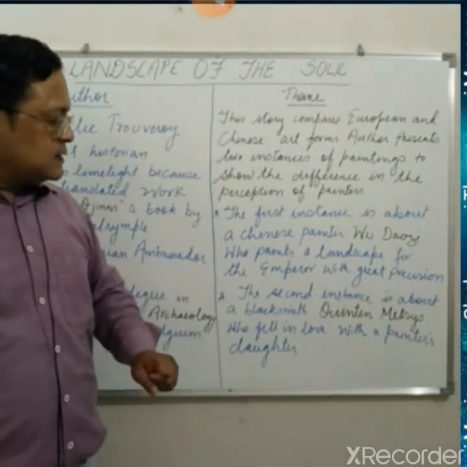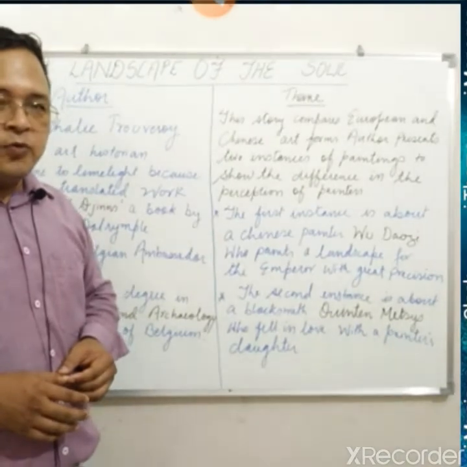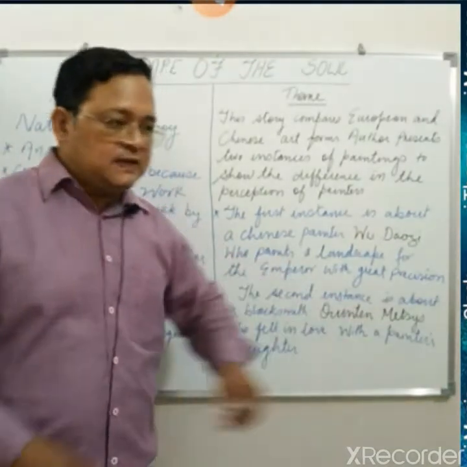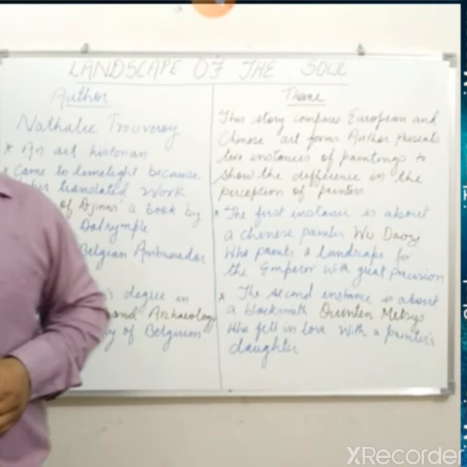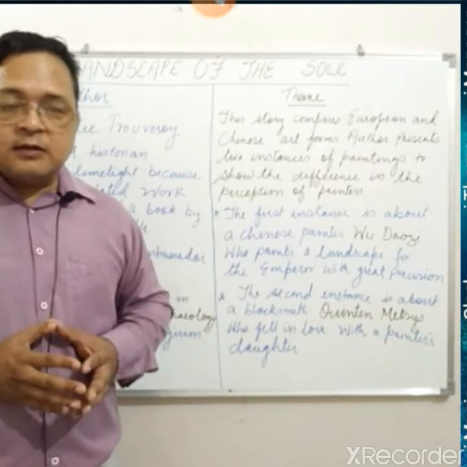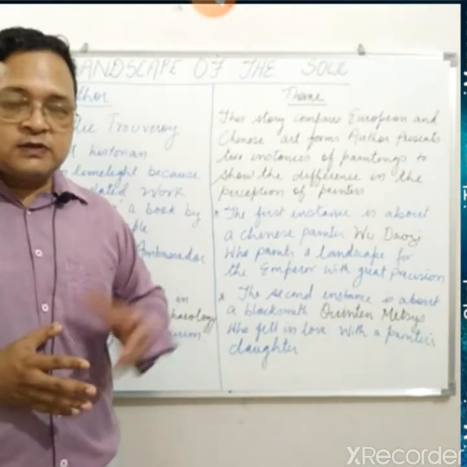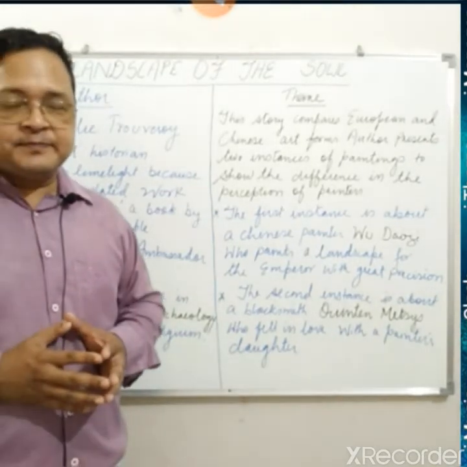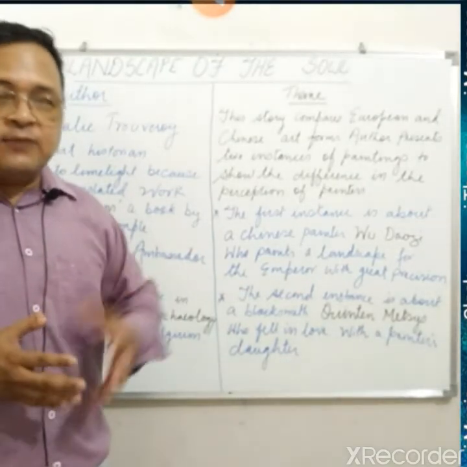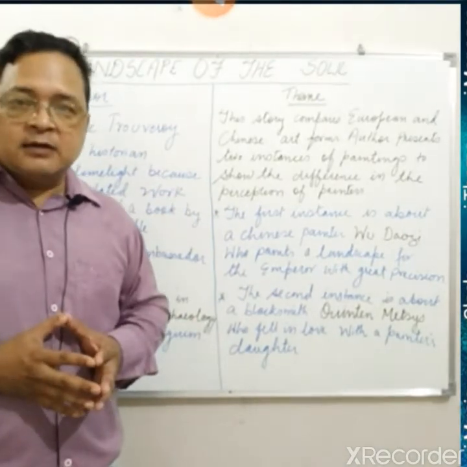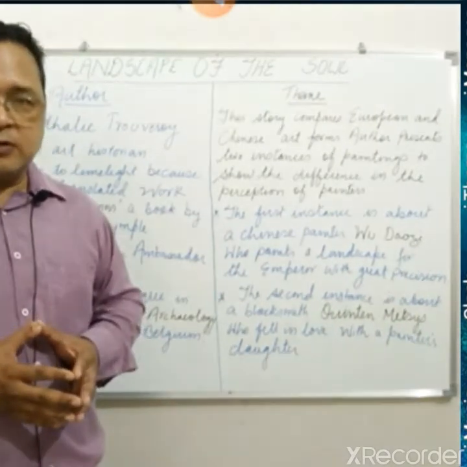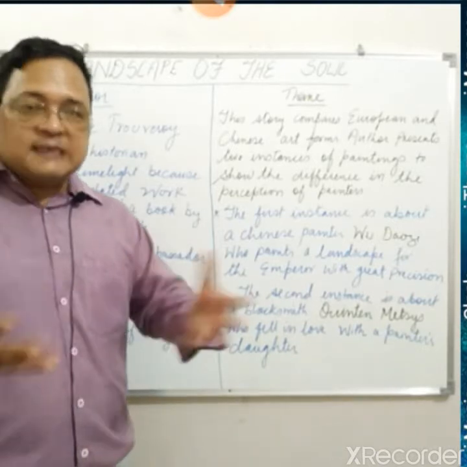The second story which is discussed is about a blacksmith, Quentin Matsys, who fell in love with a painter's daughter. The father of that girl was a highly appreciated painter who made very beautiful paintings. As he himself was a painter, he dreamt that his daughter's husband, or son-in-law, must be a good painter.